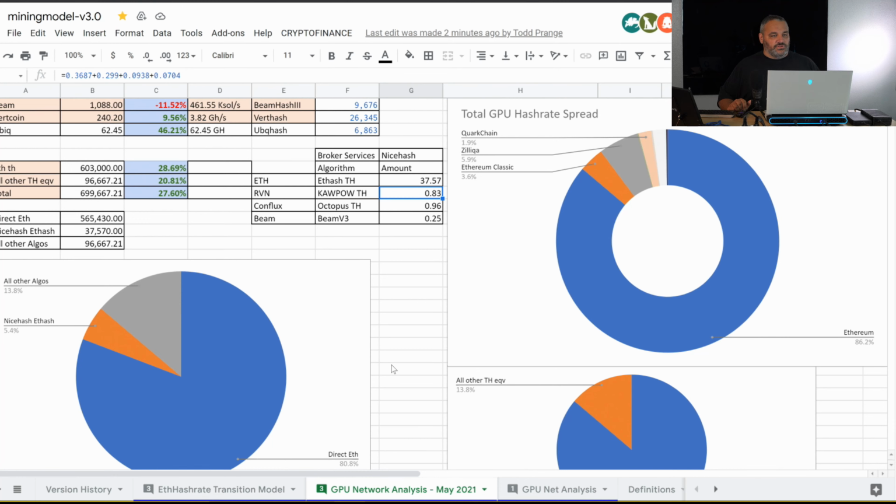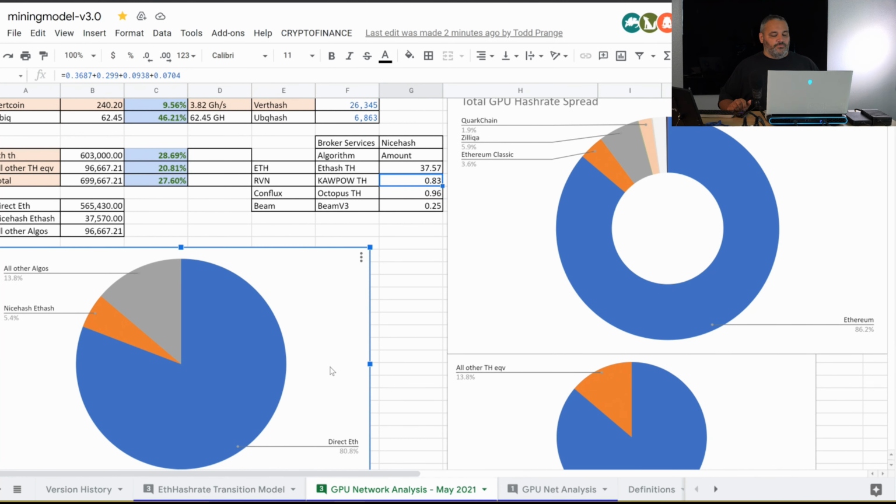But here's a quick pie graphic. 80% of the mining hash power is directly mining ETH in some way, to a pool, solo mining, that sort of thing. And then the mix is about 13.5%, the rest of all the algorithms combined.